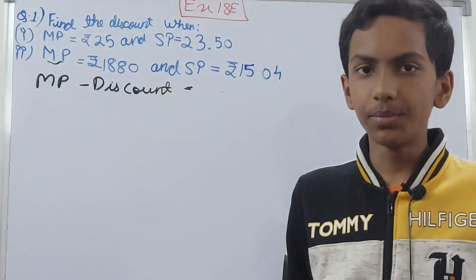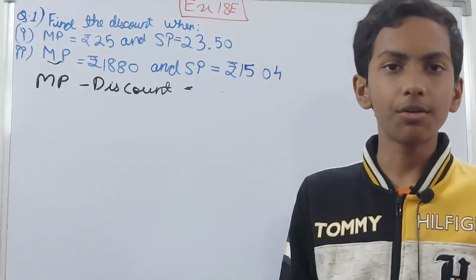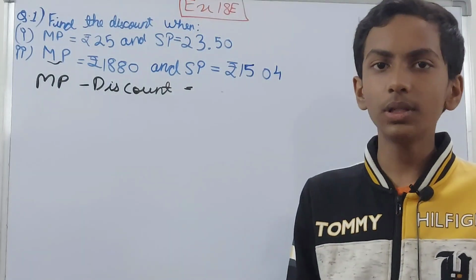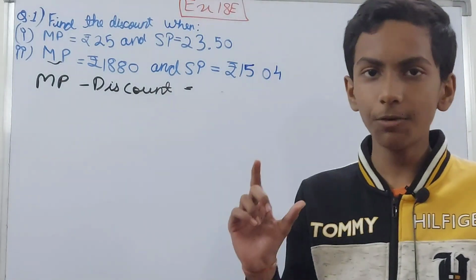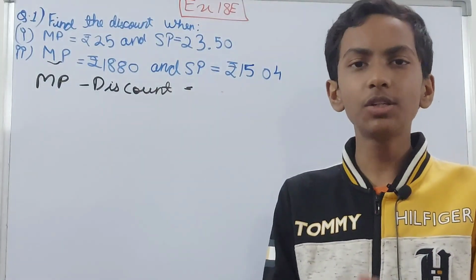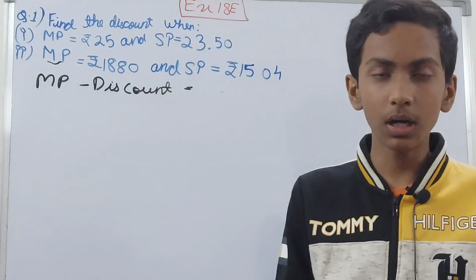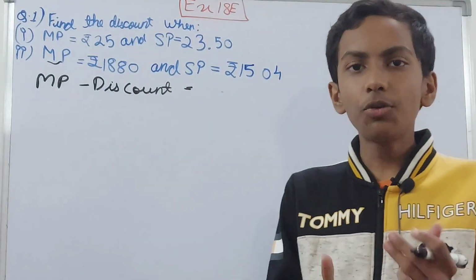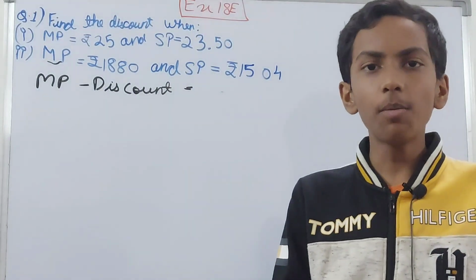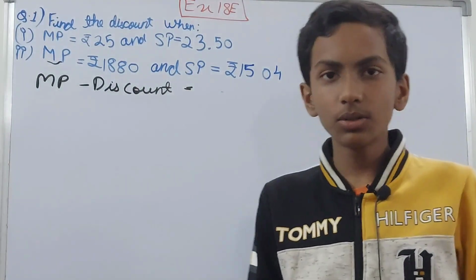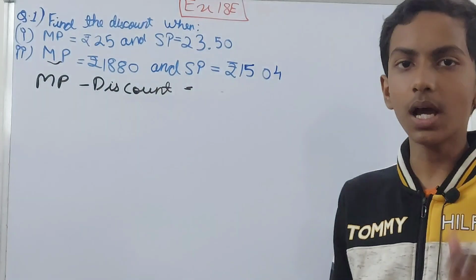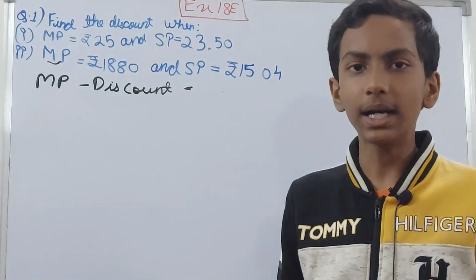Suppose I give you an example. The marked price is 100 rupees and the discount on that 100 rupees is 20%. So 20% of 100 will be 20 rupees, right? So 20 rupees will be subtracted from 100. Okay, so this means 20 is your discount and 100 is your marked price.